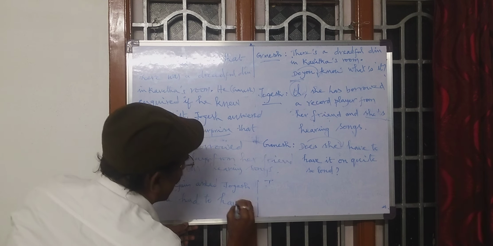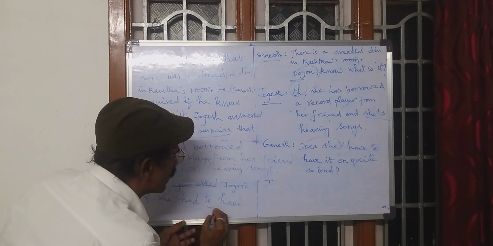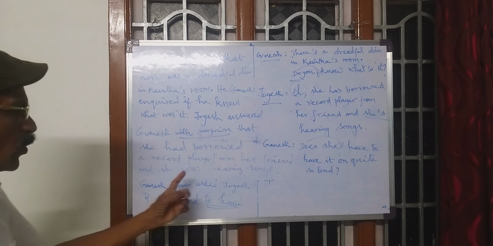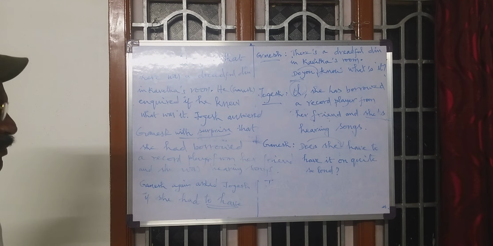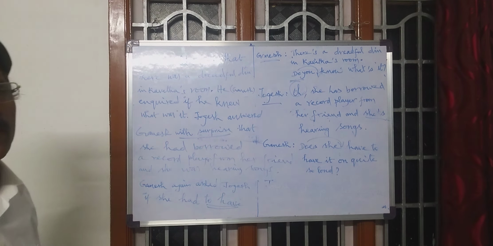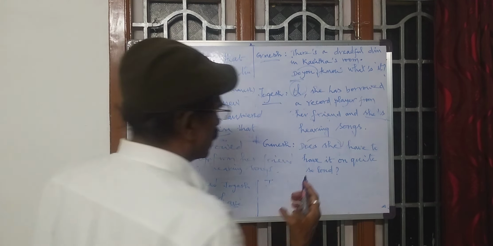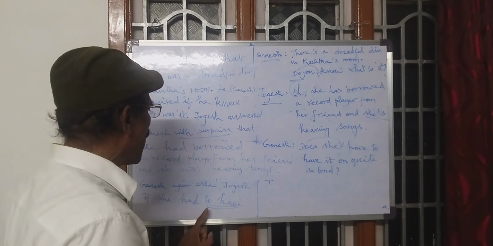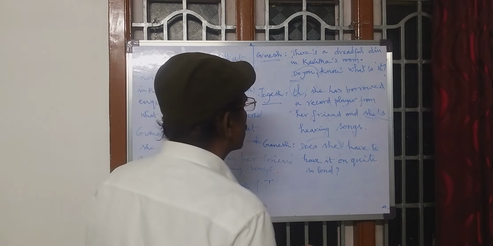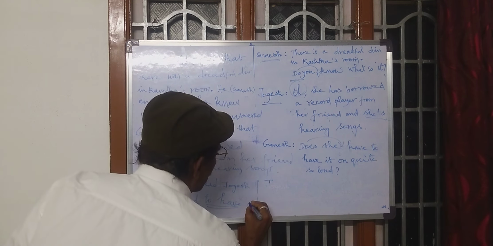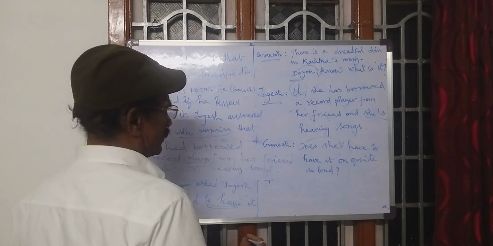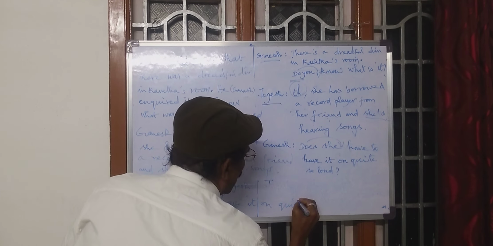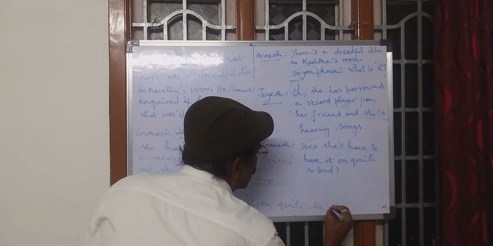it. This have should not be changed, because this is a to infinitive. Any verb next to to should not be changed because it's called the to infinitive. So have it. She had. If she had to have it on quite so loud.